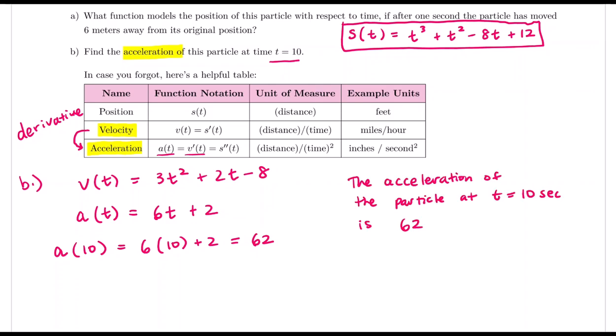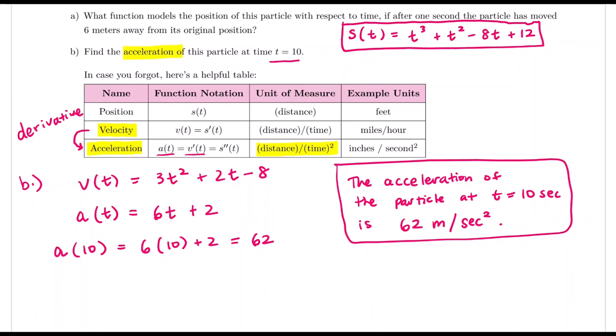And I'd just like to write a sentence. The acceleration of the particle at t equals 10 seconds is 62. If we are thinking about the unit of measurement for acceleration, it's distance over time squared. And so in this case, we're being measured in meters, so 62 meters per second squared. Those would be the correct units for our answer in part B.